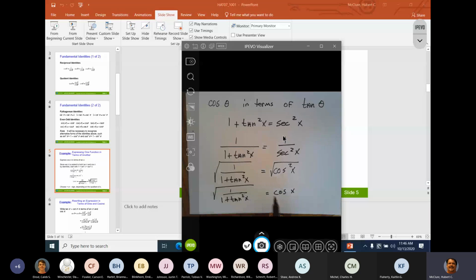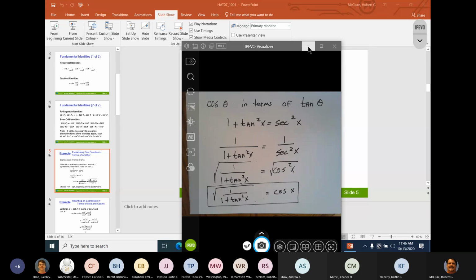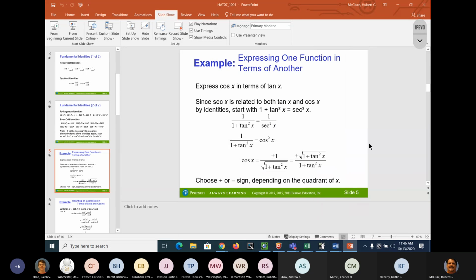And you could actually simplify that, and that would be 1 over the square root of 1 plus tangent squared. But that doesn't matter, okay? There it is. Cosine is equal to positive or negative, and the square root of 1 is positive or negative 1, and then they got rid of the radical in the denominator. All right, so let's finish it.